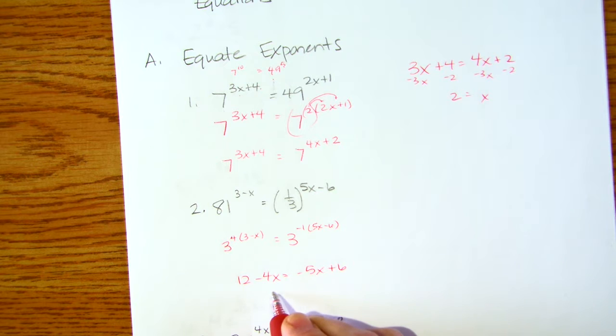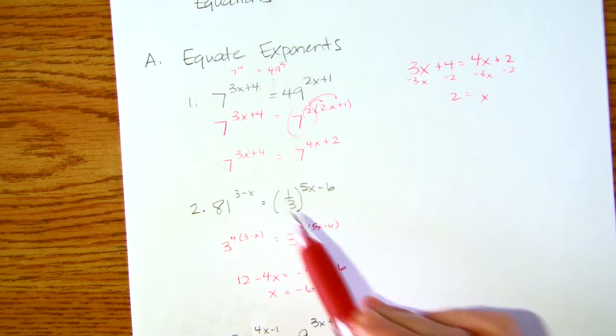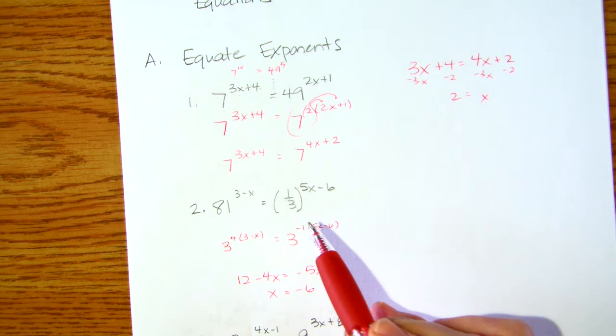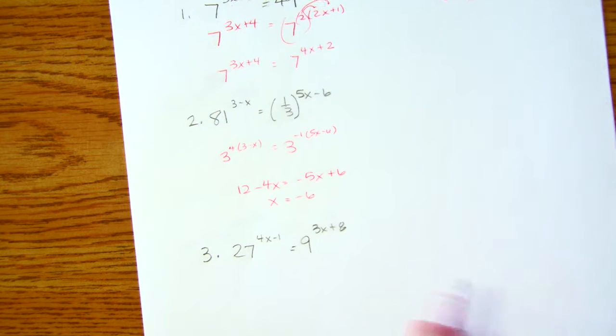Add 5x to both sides. Subtract 12 from both sides. x equals negative 6. And I already did these, went back and checked them, and those are some pretty big numbers. It's 81 to the 9th, and then it's 1/3 to the negative 36, but they check out.